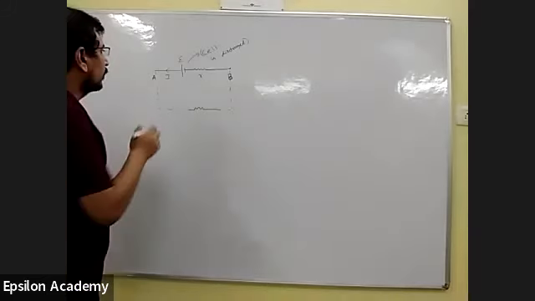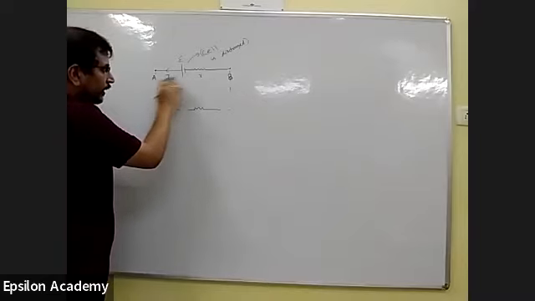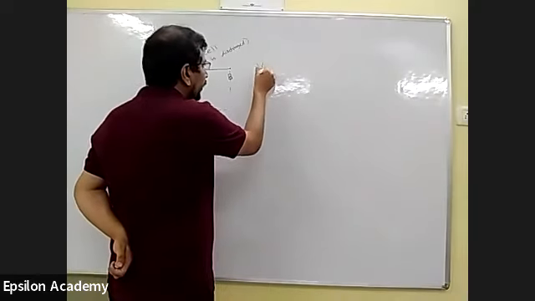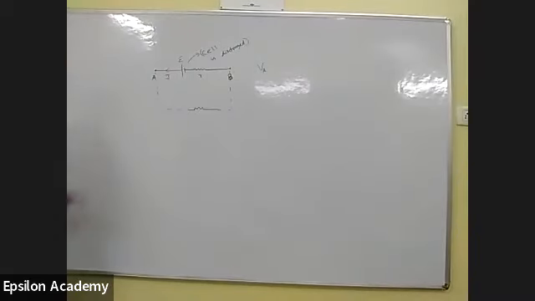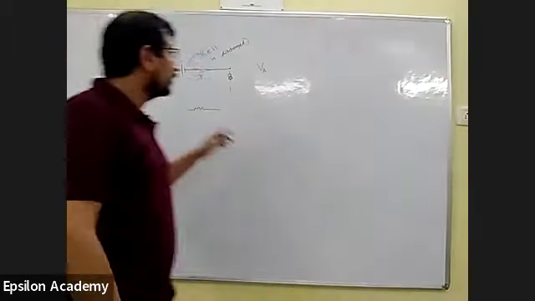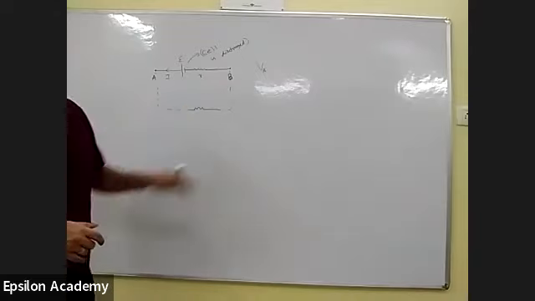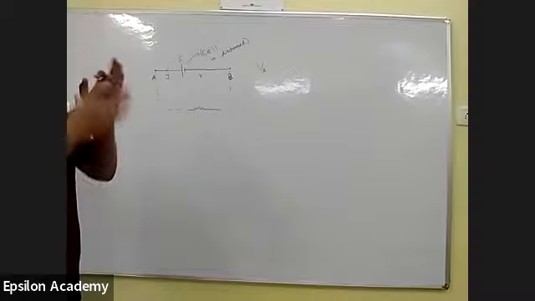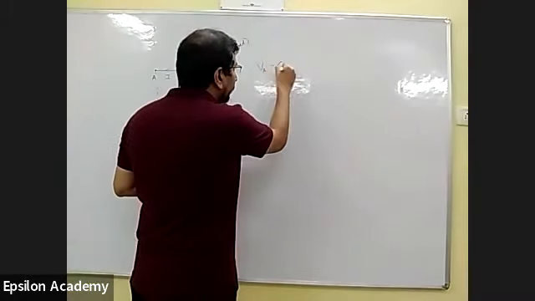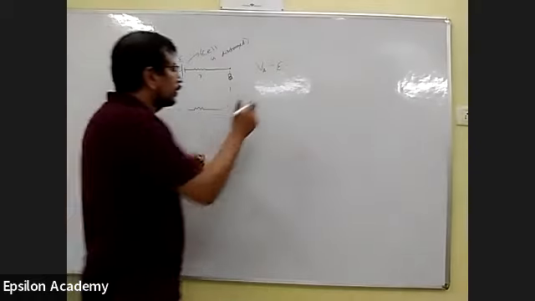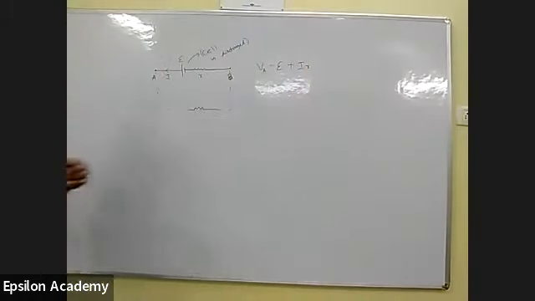Now, I am only concerned about the relation between the EMF and the terminal potential. If I take the potential of point A to be VA, look at the battery's terminals and tell me which one will be at higher potential. Point A is obviously at higher potential. So when you are going from A to B across the cell, you are walking from higher to lower potential. So can I write VA minus E, plus what should I write? Plus I into R. Are you guys clear with what I wrote?